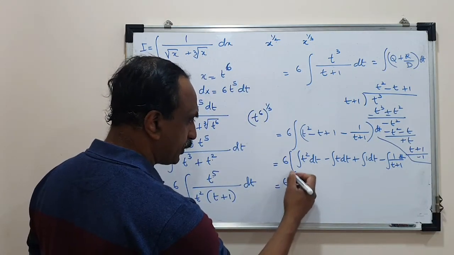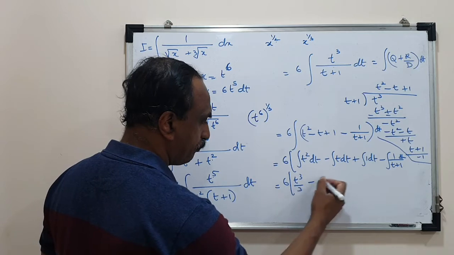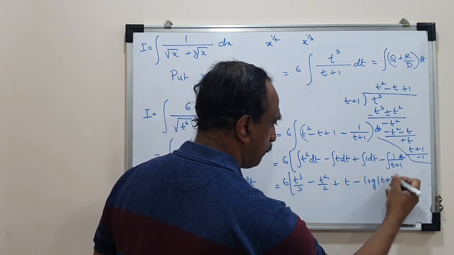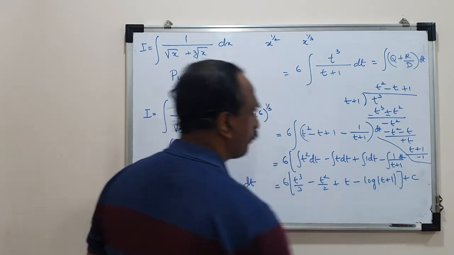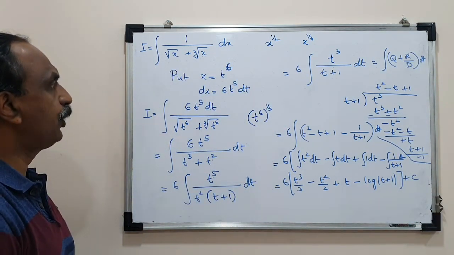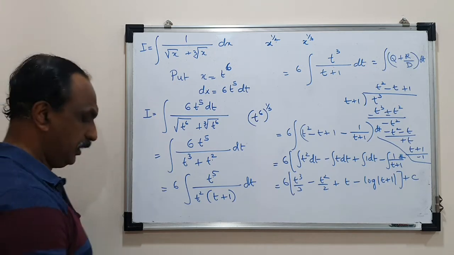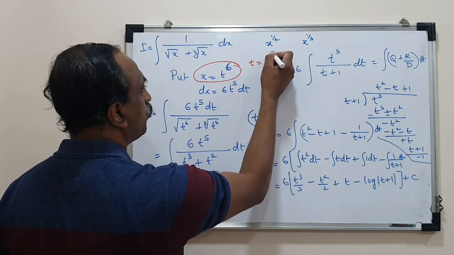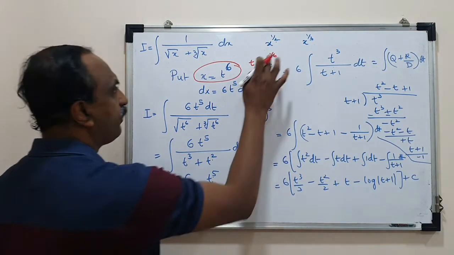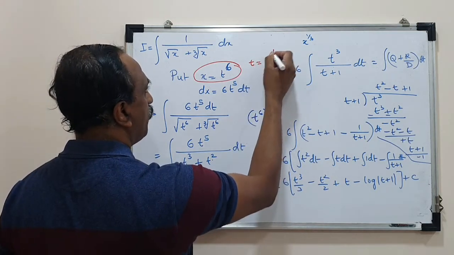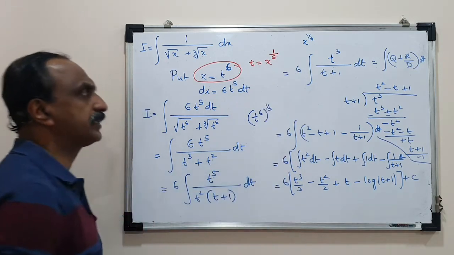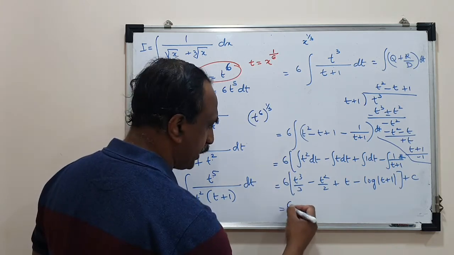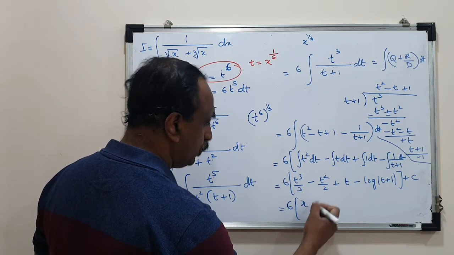So your answer became 6 into t cube by 3 minus t square by 2 plus t minus log of t plus 1 plus c. Now wherever t is there, you need to replace t by what? What should I replace t as? So t is x raised to 1 by 6. So wherever t is present, I will replace it by x raised to 1 by 6. So my answer became 6 into x raised to 3 by 6.